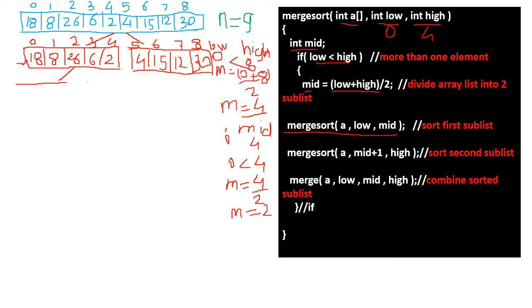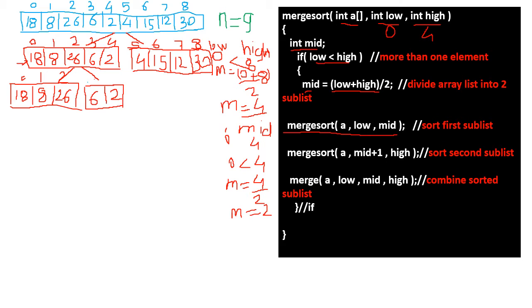Suppose next is 18, then 8, then 26. This is our first sublist, indices 0, 1 and 2. And our other sublist is 6 and 2.